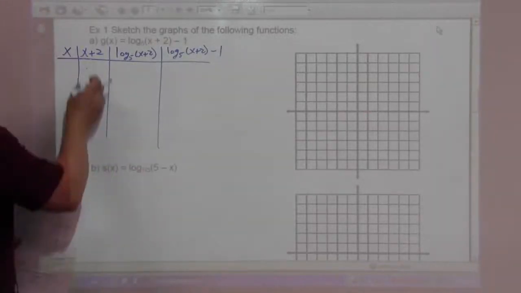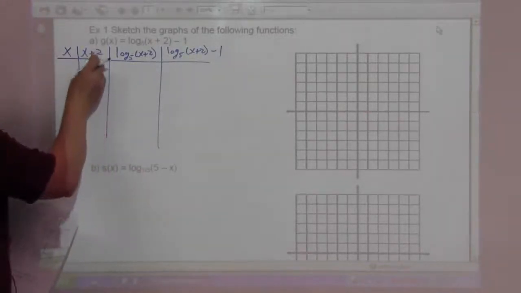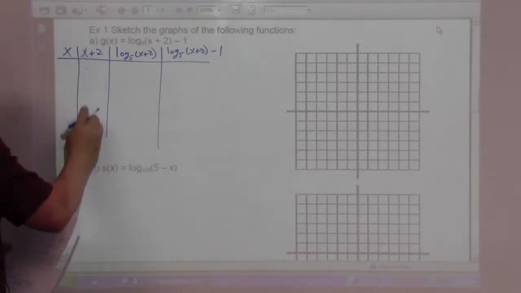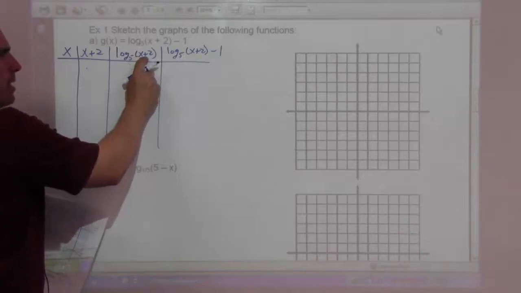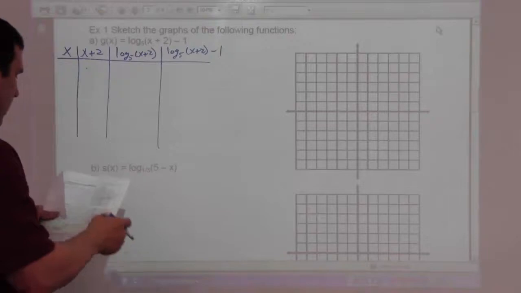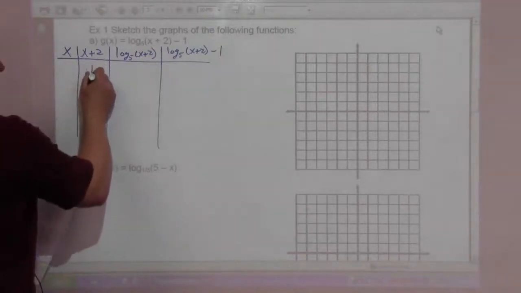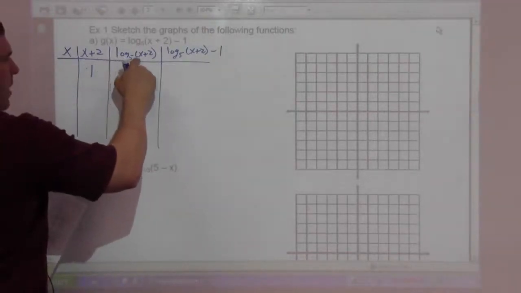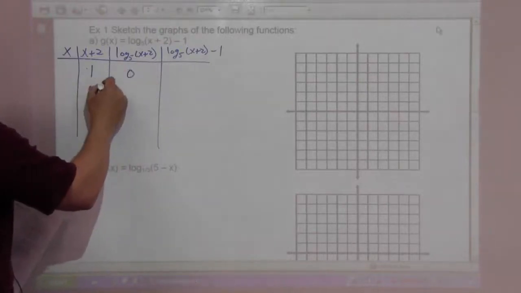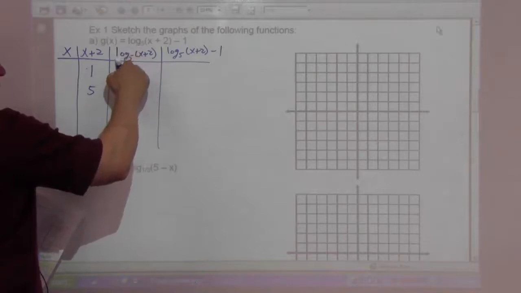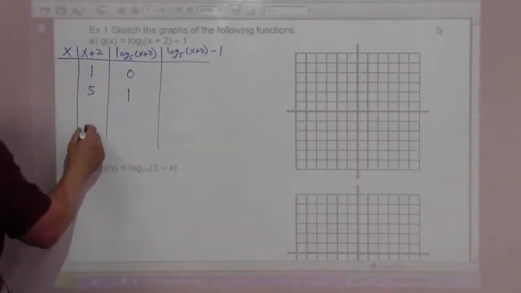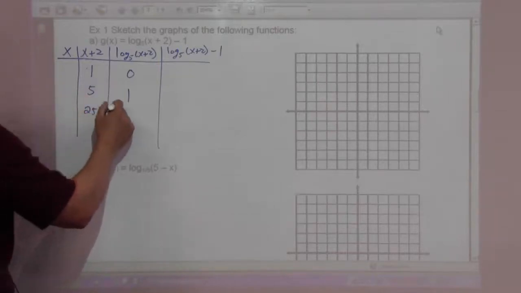Now what I'm going to do is fill in this column here first, and then go back to get the x values by subtracting 2. Why go for this column first? Because I want to put things in here that are going to be 5 to a power. For example, 1. Log base 5 of 1 is going to be 0. I can go with 5. Log base 5 of 5: 5 to what power makes 5? 5 to the 1 power. How about another thing? 25.